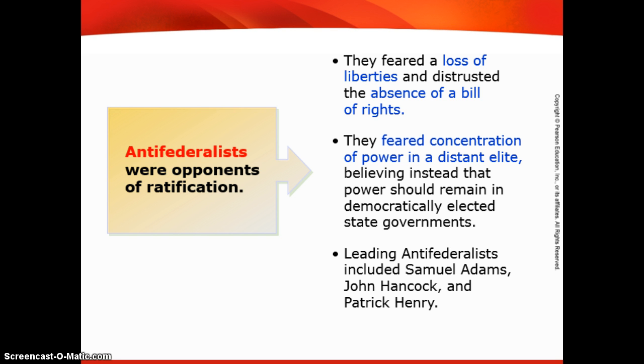The Anti-Federalists feared concentration of power in a distant elite, believing instead that power should remain in democratically elected state governments. Anti-Federalists were states' righters. They distrusted a strong central government, fearing the return of a monarchical type of government. The leading Anti-Federalists included Sam Adams, John Hancock, and Patrick Henry.